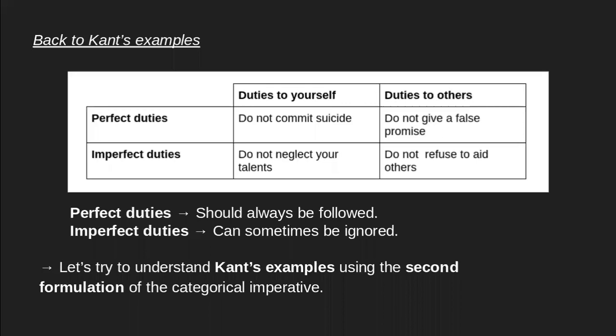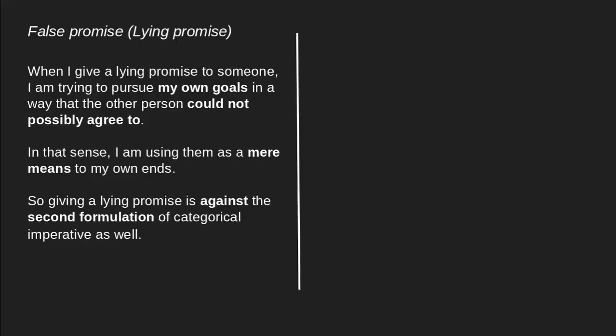So now let's try to understand Kant's examples using the second formulation of the categorical imperative. In my presentation, I first gave the formula of the ends, so that might seem like the second formulation, the first formulation being the universal law formulation. But in Kant's presentation, whenever we say the second formulation, we are referring to the humanity formula.